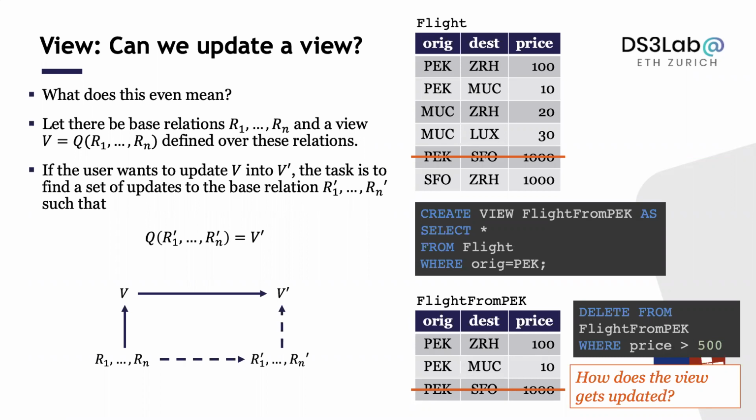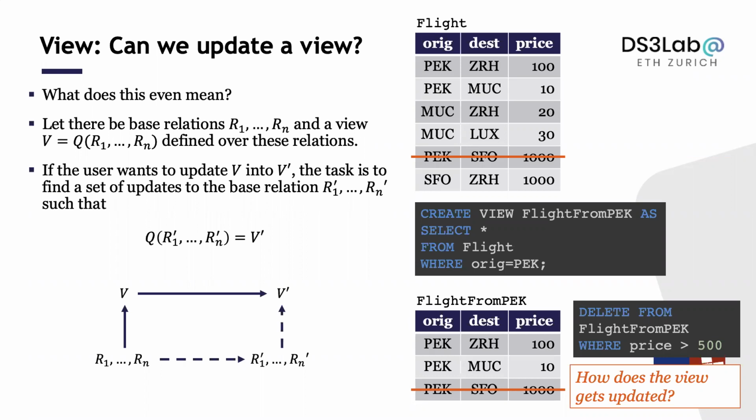So as you can see, there's one fundamental question we need to understand: is this always possible? Can we always find the updates on the base relation such that it reflects the update you want to do on the view? And second, are all those changes always unique?